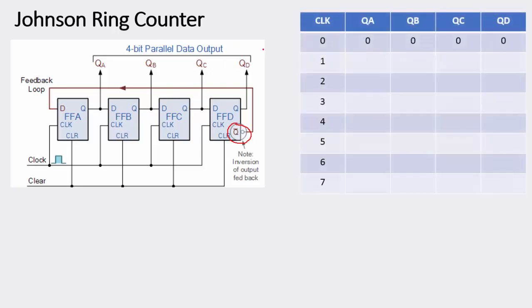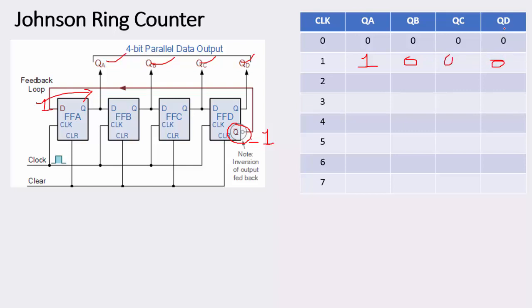Look, initially all the flip-flops are 0. QA, QB, QC and QD are 0. What about QD if it is 0? What about QD bar? That will be equal to 1. That means when the first clock pulse comes, what happens? This has already been sent to the input, so it will go inside this flip-flop. So this will be 1 and these are 0, 0.